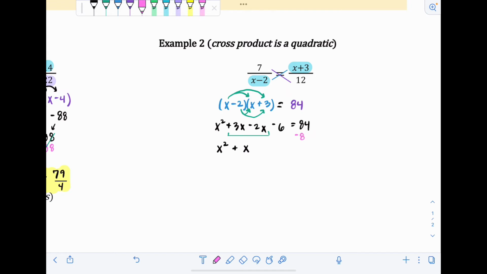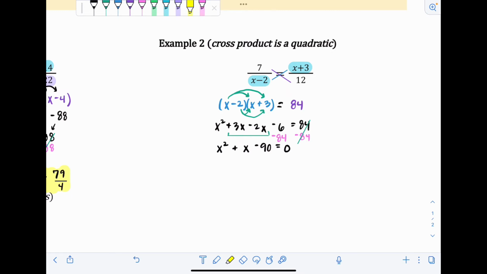So to save us a little bit of writing, I'm just going to go ahead and subtract over the 84 right away just to cancel it out over here. So negative 6 minus 84 is negative 90, because they're both negative, so we can just add them and keep it negative. And then 84 minus 84 is 0. Okay, so in standard form now, it's x squared plus x minus 90 equals 0. So now we have a quadratic.